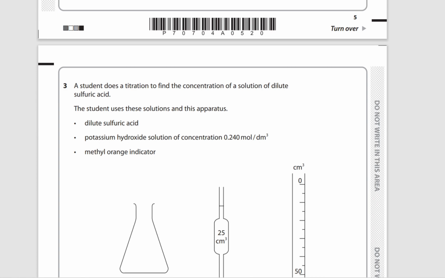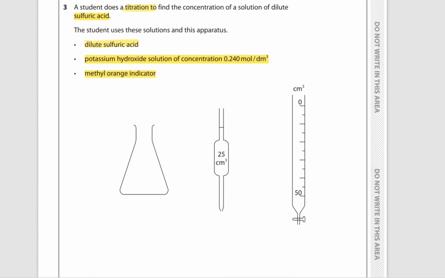A student does a titration to find the concentration of a solution of dilute sulfuric acid. The student uses these solutions and the apparatus. Dilute sulfuric acid is used, potassium hydroxide solution of concentration 0.24 mole per dm cube, and methyl orange indicator. So these are the diagrams of the instruments the student used. It is a conical flask. This is a pipette. And this is a burette.